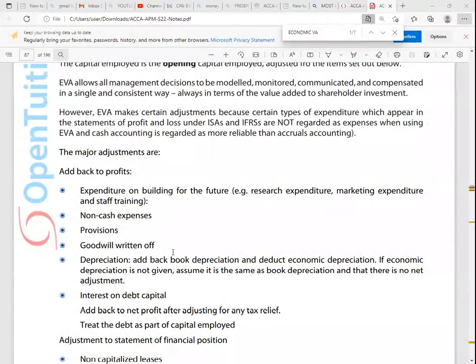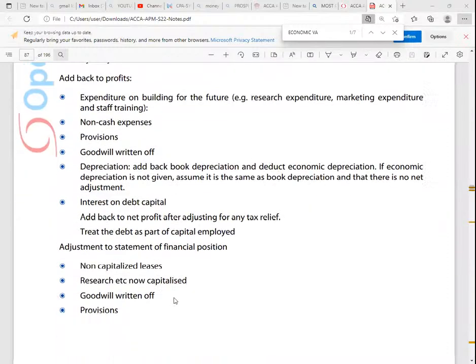That is what this examiner is telling you here: add back book depreciation and deduct economic depreciation. If economic depreciation is not given, assume it is the same as book depreciation and that there is no net adjustment. So the best thing, ladies and gentlemen, is to go to a question really. Let's go to a question, Eric.